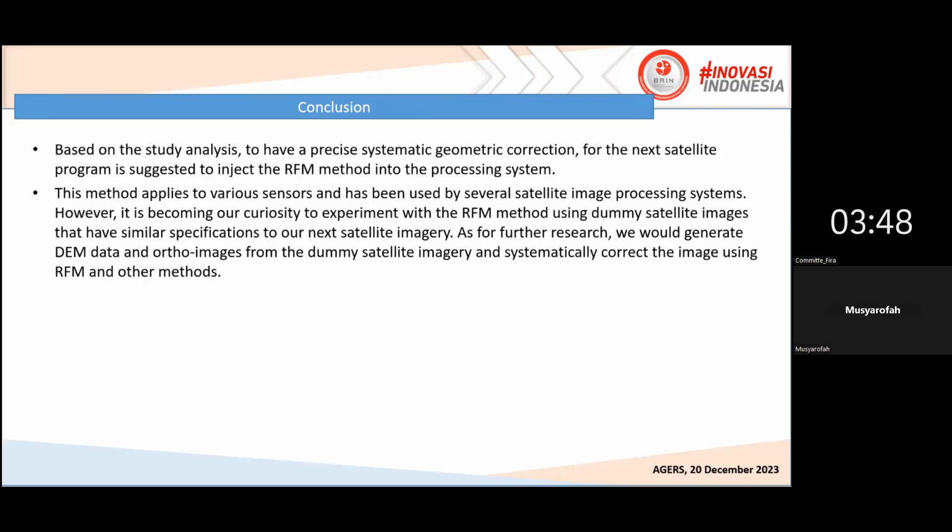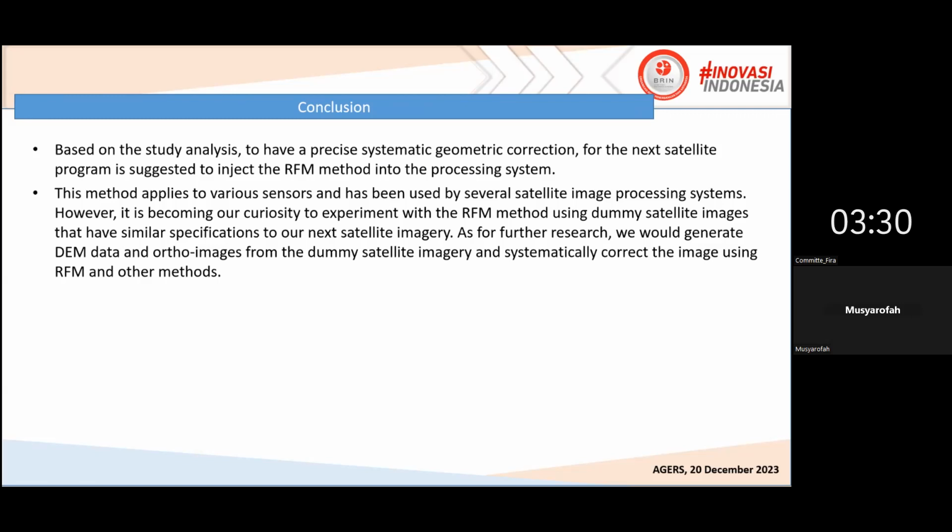So the conclusion, based on the study analysis, to have a precise systematic geometric correction for the next satellite program, it is suggested to inject the RFM method into the processing system. This method applies to various sensors and has been used by several satellite image processing systems.